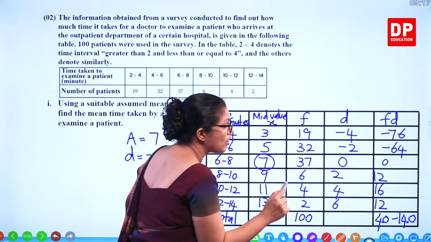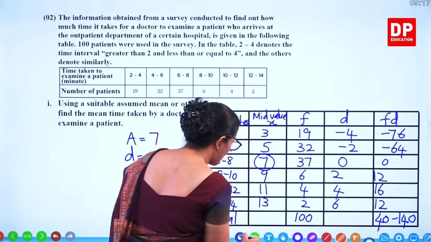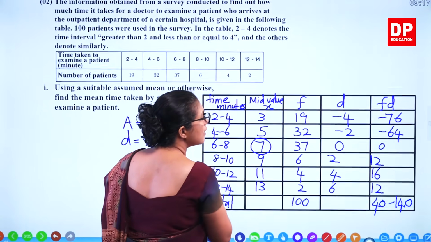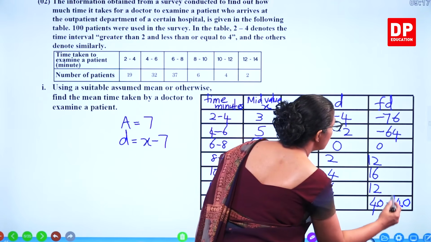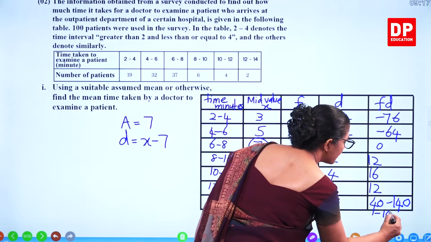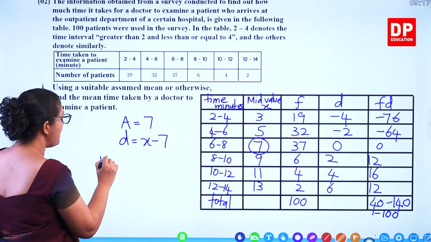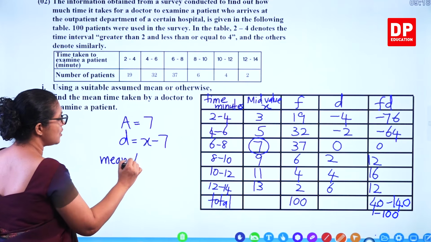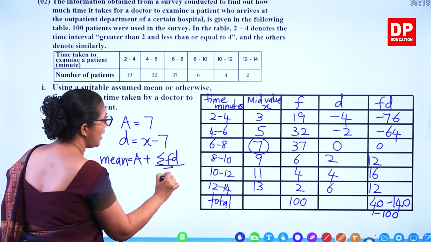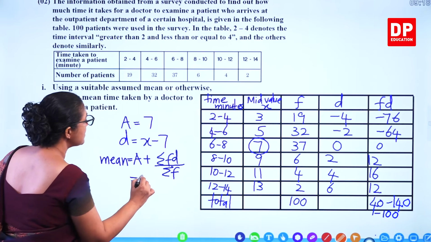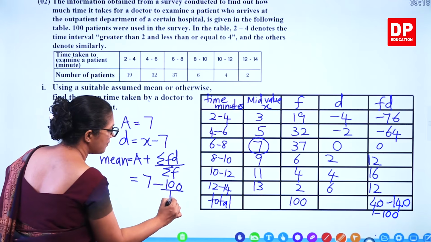So 40 minus 140, you get minus 100. So minus 100 is the total of sigma FD, minus 100. Now you can find out the mean value. Mean is assumed mean plus sigma FD over sigma F. Assumed mean is 7 and this is minus 100 over 100.